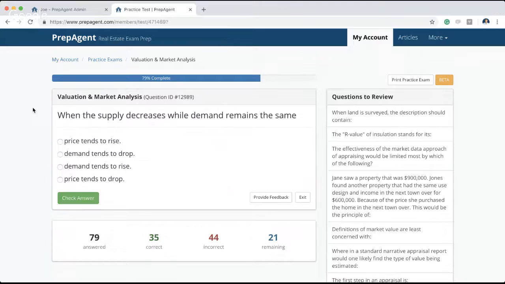All right, when the supply decreases while demand remains the same, A, prices tend to rise, B, demand tends to drop, C, demand tends to rise, or D, price tends to drop. And the answer is A.